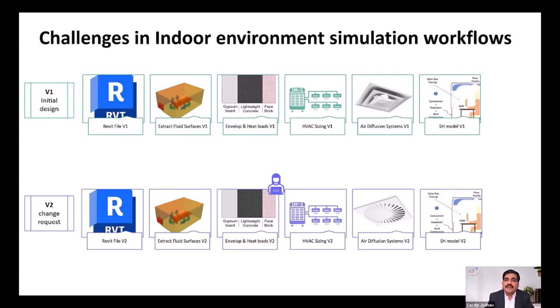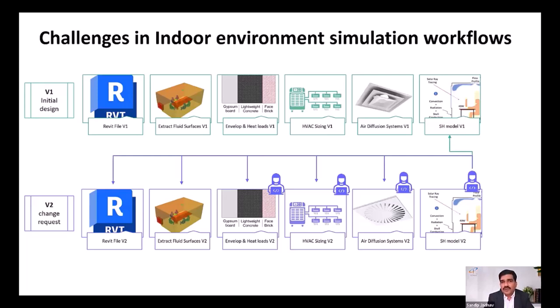Once you have done that, then you need to size your equipment again, because your load calculations have changed, your design has changed. So you have to go through that again. Again, you have to refer to what was earlier, what was new, map it. Again, go through a long manual process. You might want to change the ADS systems. Again, this means synchronization with the earlier version and the new version. And then you go ahead and create a new simulation model.